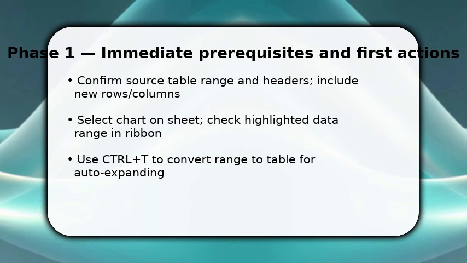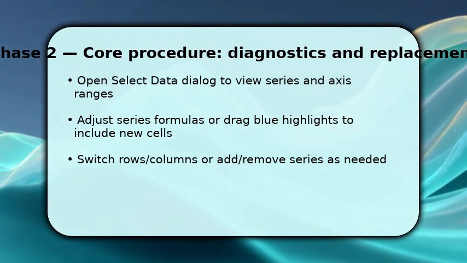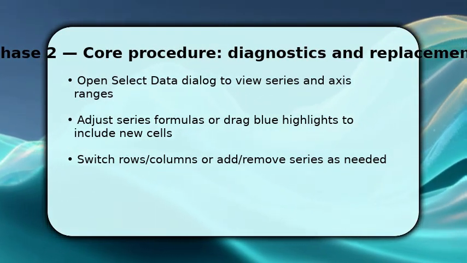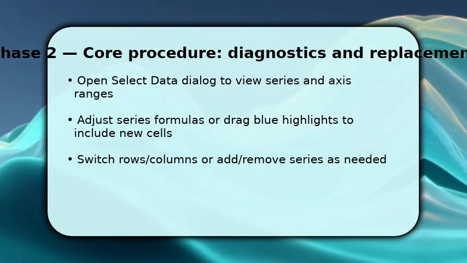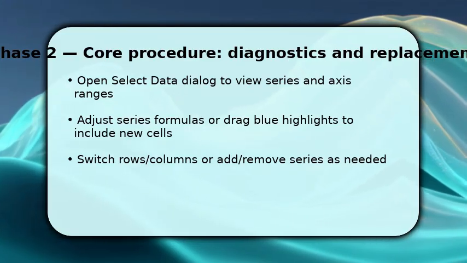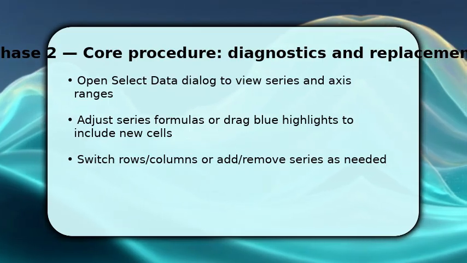Next, open Select Data and focus on the actual series formulas. You can drag the blue highlight handles to expand ranges or type a new range directly to include added rows. If categories are misaligned, use switch row/column to change orientation and add series for new metrics where necessary.